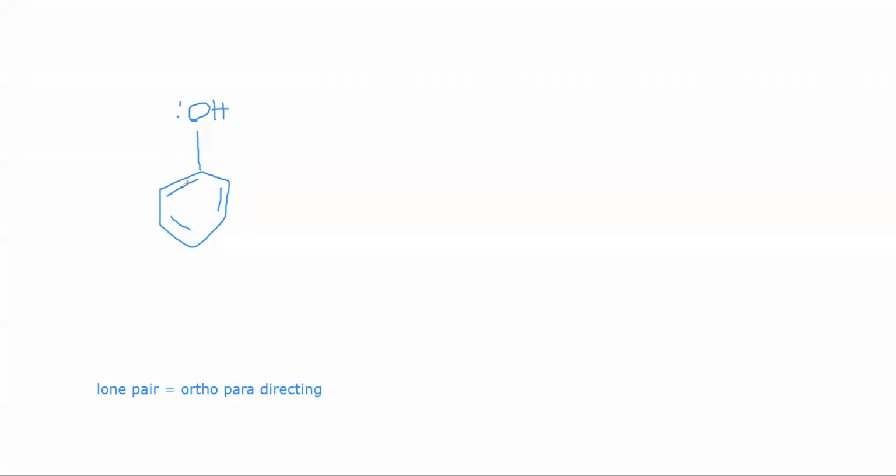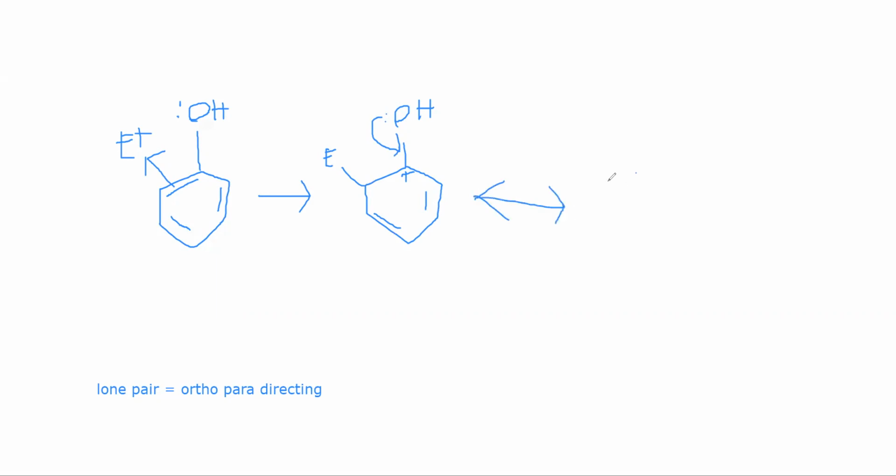And that is because if I show this bond attacking an electrophile, that puts a positive charge right below the alcohol, and there's a lone pair on it, so it can do a resonance form and basically pull the positive charge out of the benzene ring, which will stabilize the positive charge because resonance makes stuff more stable.